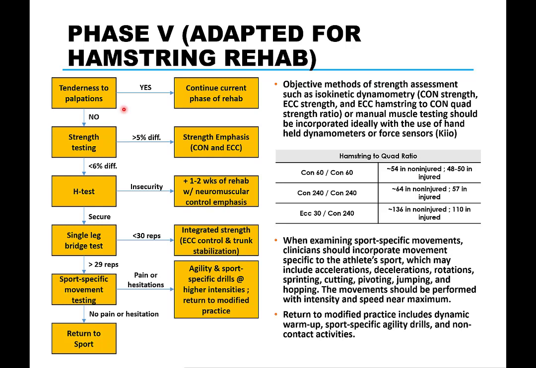So first is the obvious. Does the athlete present with hyperalgesia or tenderness upon palpations? If yes, then the athlete must continue with their current phase of rehabilitation. If no, they can move on to the next assessment, which is strength testing. This can be ideally performed using an isokinetic dynamometer so that the clinician can assess force output at different velocities and objectively compare force output to baseline levels or the uninjured contralateral limb.